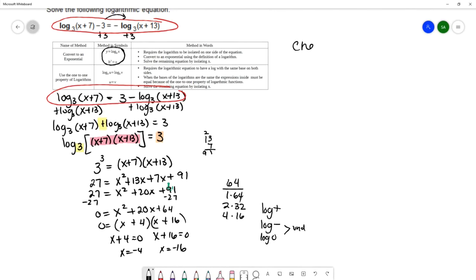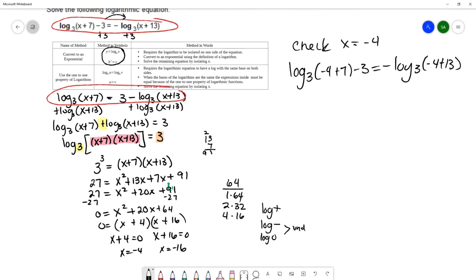And I'm going to check to make sure that x equals -4 is in the domain of each one of these expressions. We have log base 3 of (-4 plus 7) minus 3 equals negative log base 3 of (-4 plus 13). So I'm focusing on what's inside the log. -4 plus 7 is a positive 3. -4 plus 13 is a positive 9. And so we're going to be able to keep that solution of -4.